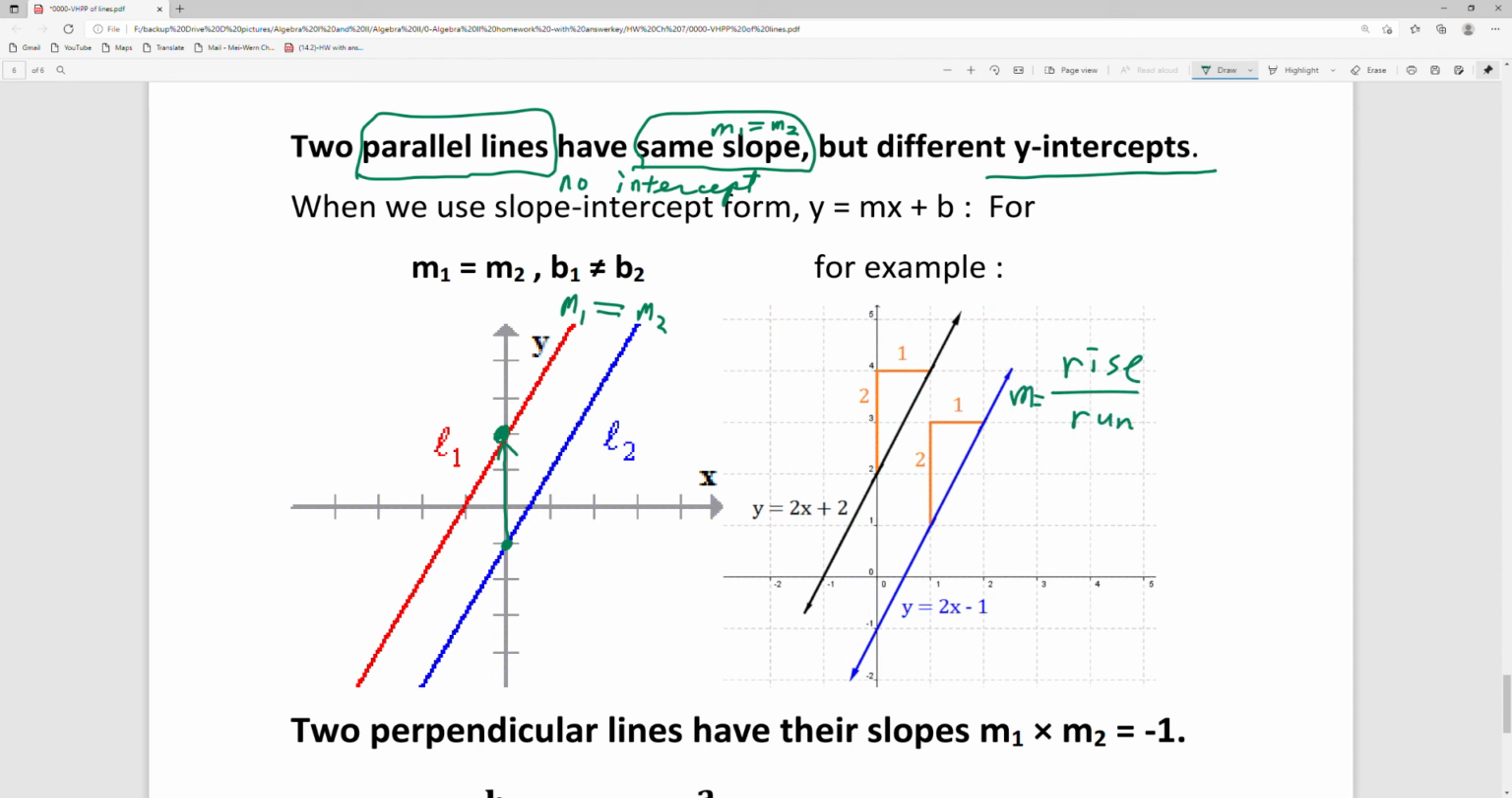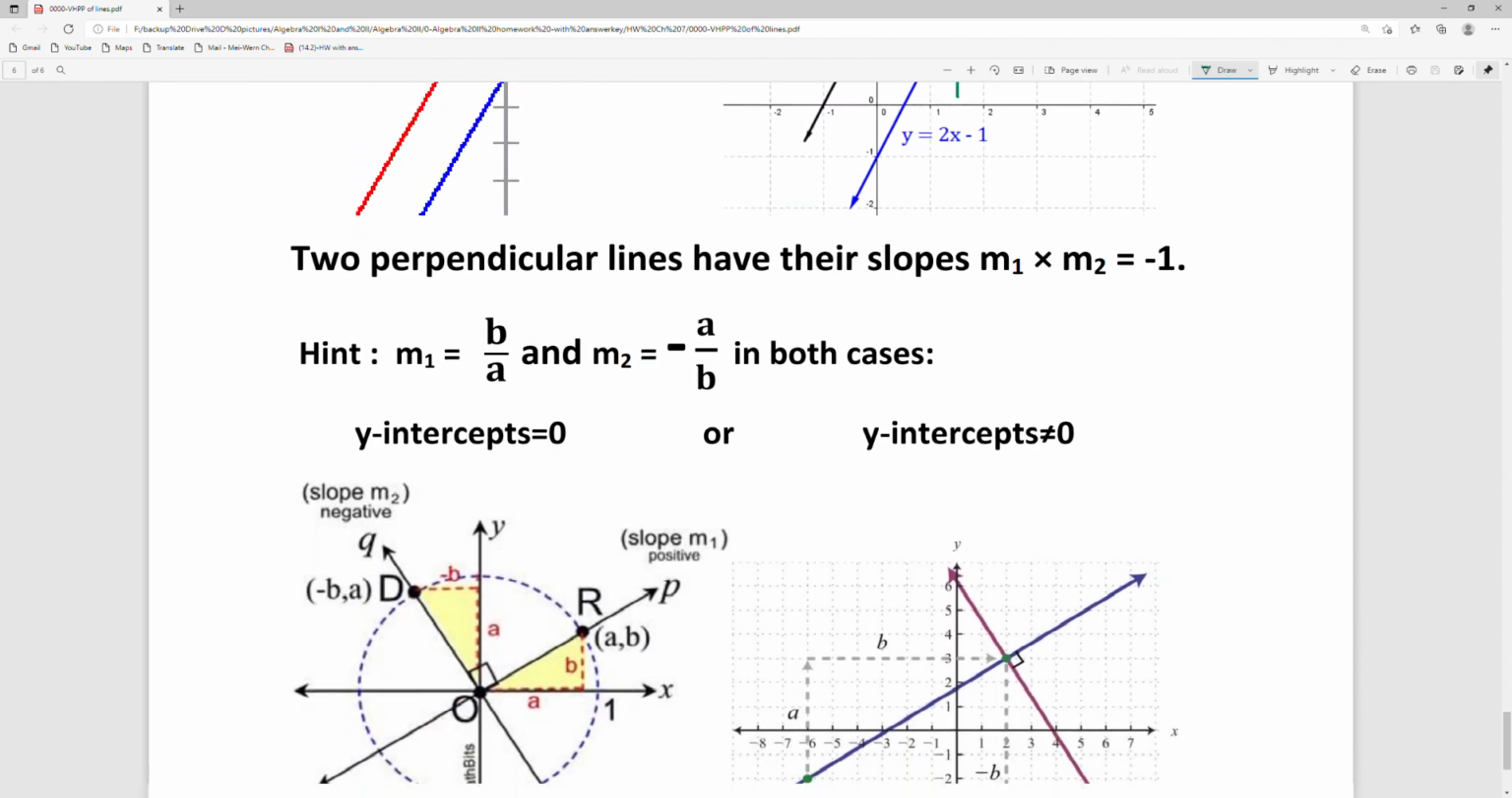So slope 1 and slope 2 have the same thing: rise over run. Rise over run. So m1 and m2 have the same slope if they are parallel. Now this is kind of easy, and then we keep going to the end.